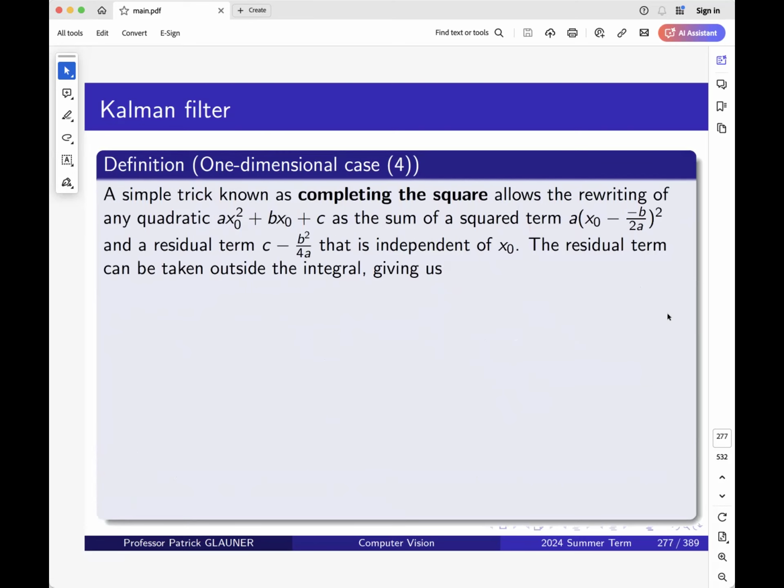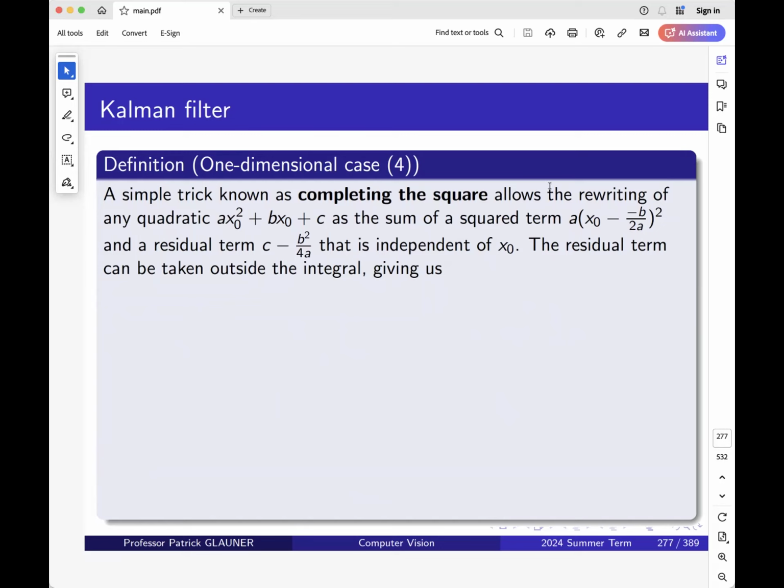And there is a technique that is called completing the square. Has any of you ever heard about completing the square? Give a thumbs up or thumbs down. So quite some have heard it. That's good. So completing the square isn't that complex, in fact.